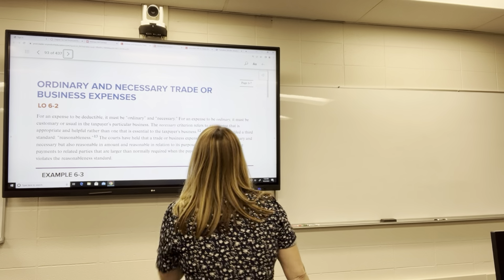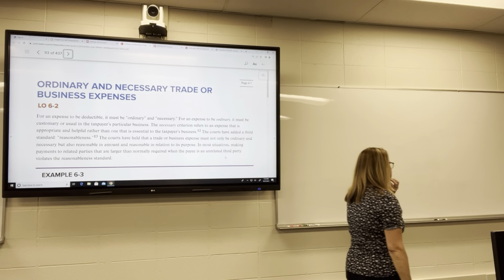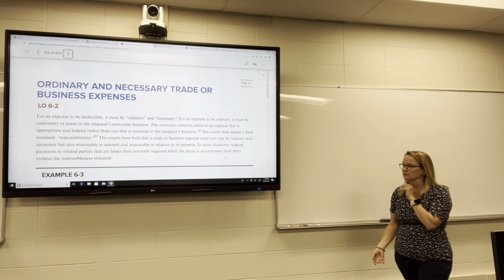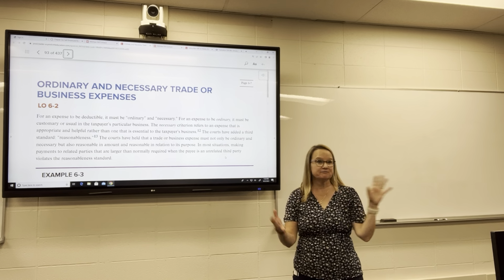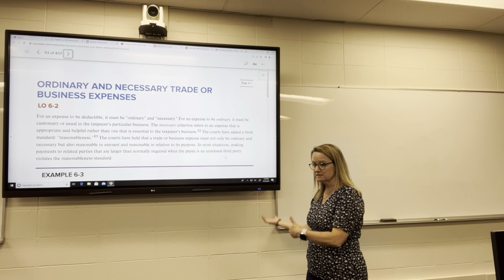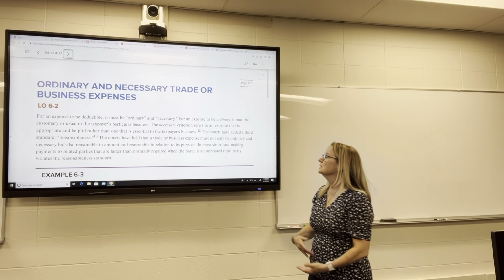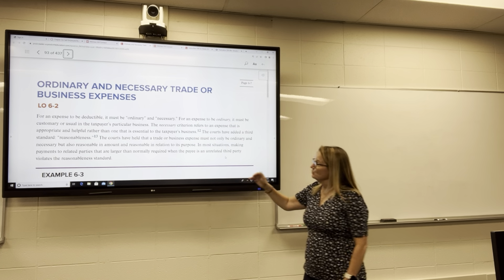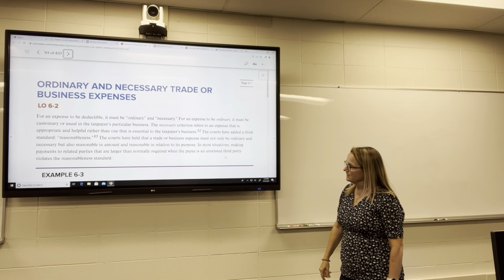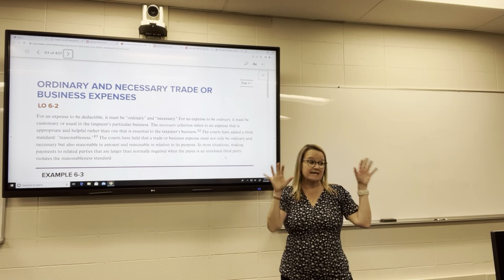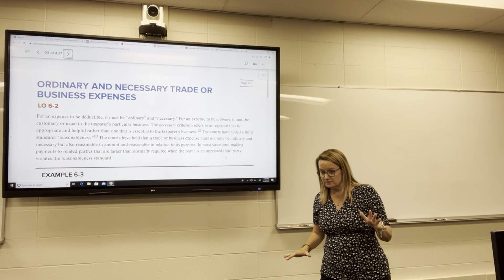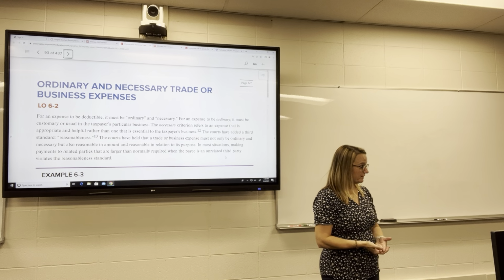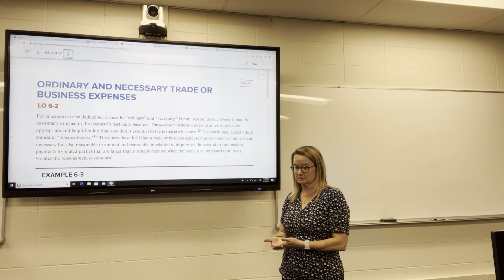About ordinary and necessary business expenses. We already kind of talked about this with regard to educator expenses, and the same definition applies to business expenses as applies to educator expenses. Expenses have to be both ordinary and necessary, as stated in the law. The courts, though, have also applied this third requirement of reasonableness.